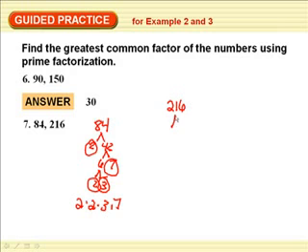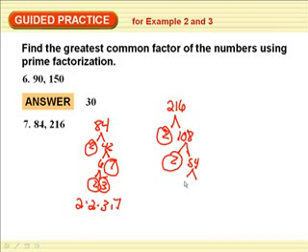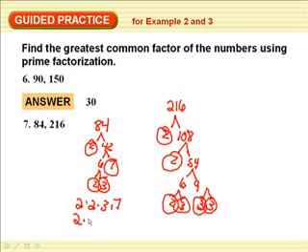Now 216, again 2 can go into 216. Half of 200 is 100. Half of 16 is 8, 108. Done with that one. Again 2, half of 100 is 50, that'd be 54. I know 6 times 9 is 54. 2 times 3, and 9 is 3 times 3. Okay, so let's write that out underneath here. 2 times 2 times 2 times 3 times 3 times 3.